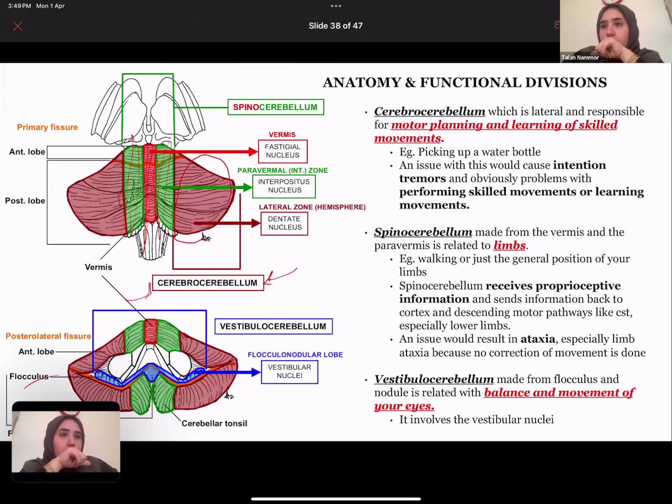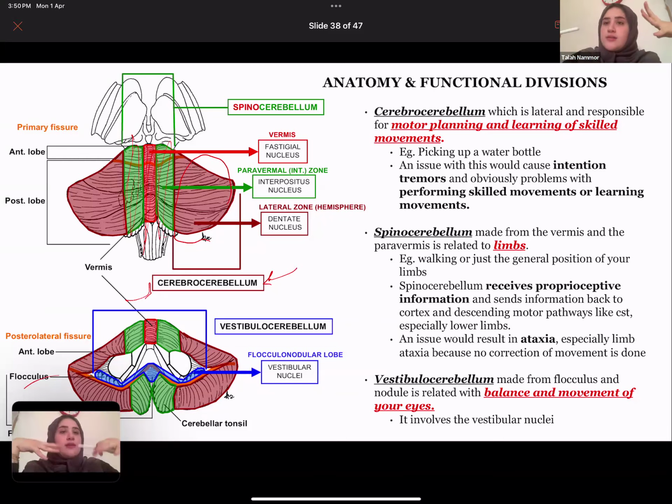Okay, so vestibulocerebellum. It relates to the vestibular system. What is its function? Balance. So it has to do with the balance of our body and the movement of our eyes. The vestibulocerebellum is important in two things: movement of our eyes and balance.